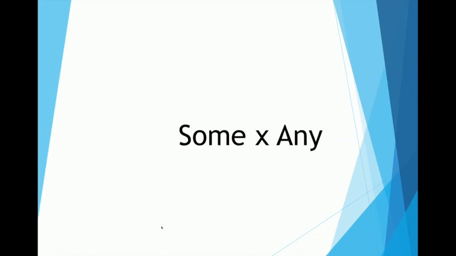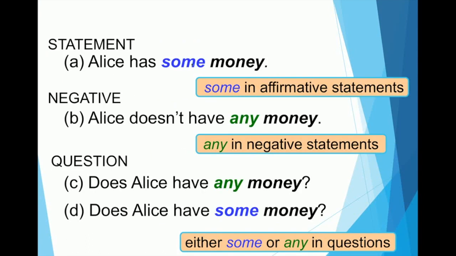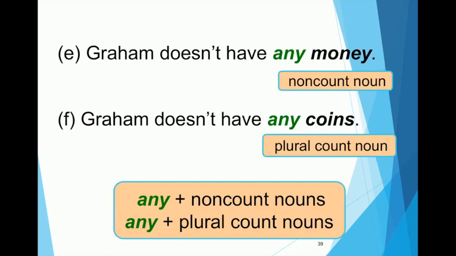Some versus any. Alice has some money. Alice doesn't have any money. Any is used in negative and interrogative sentences. Alice doesn't have any money. Does Alice have any money? Does Alice have some money? Or plural count nouns.